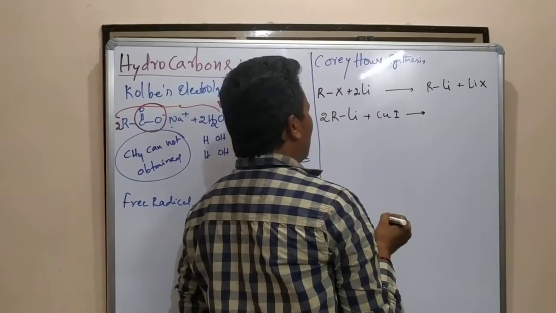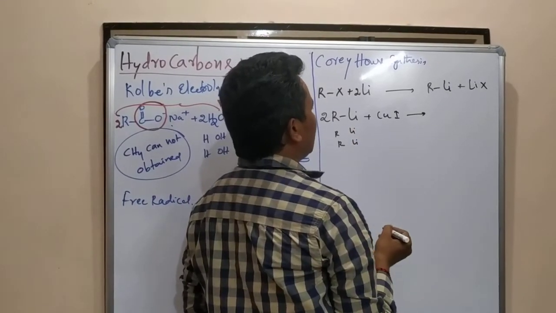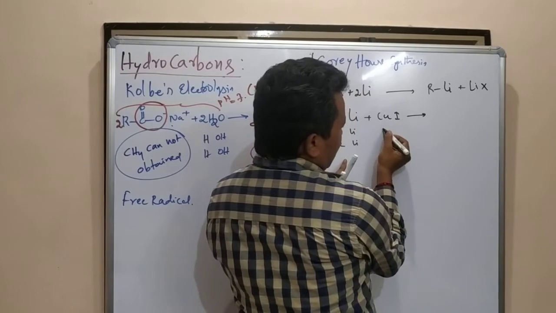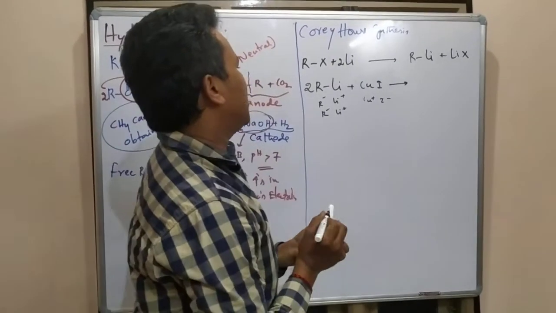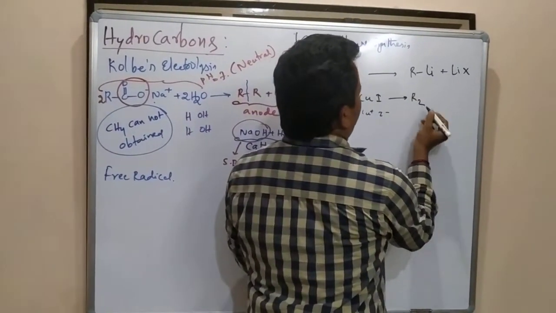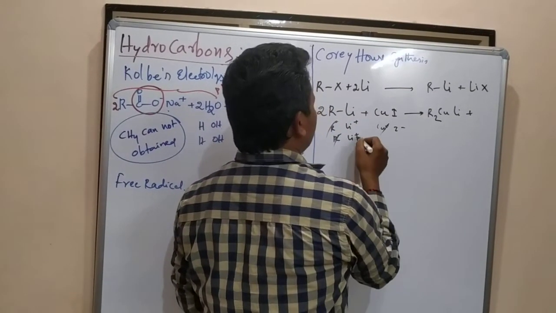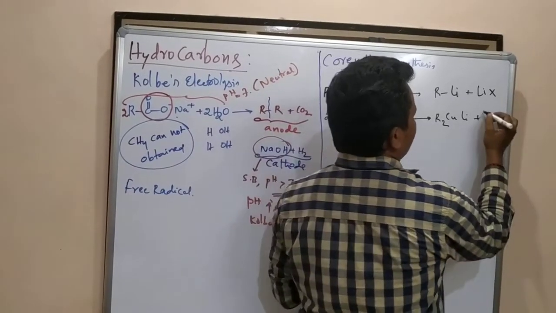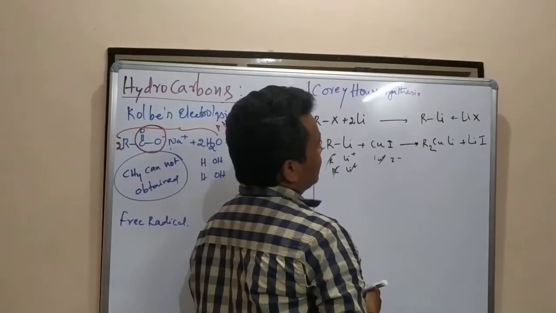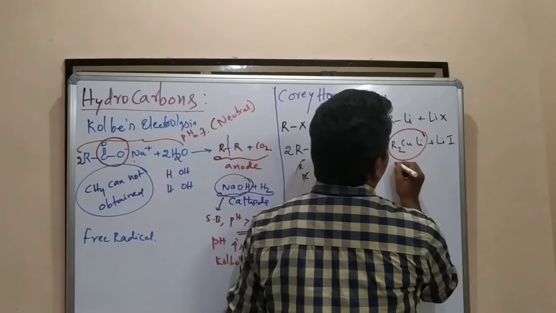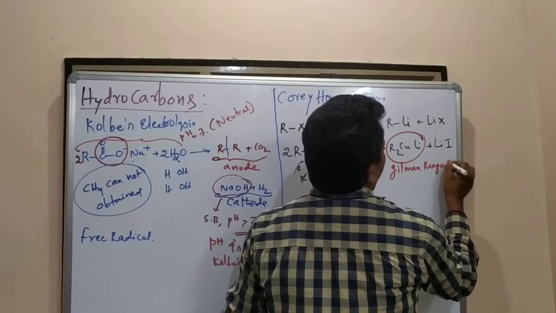See that, what I am going to write here? How many R's are there? 2 R's are there, 2 lithiums are there. How are they going to form here? What is the oxidation state of this copper? Copper plus 1, iodine minus, lithium plus. How am I going to arrange? This R2CuLi. What is remaining? Lithium iodide remaining. This is called Gilman reagent. What is the name of the reagent? Gilman. In this process, this is called Gilman reagent.